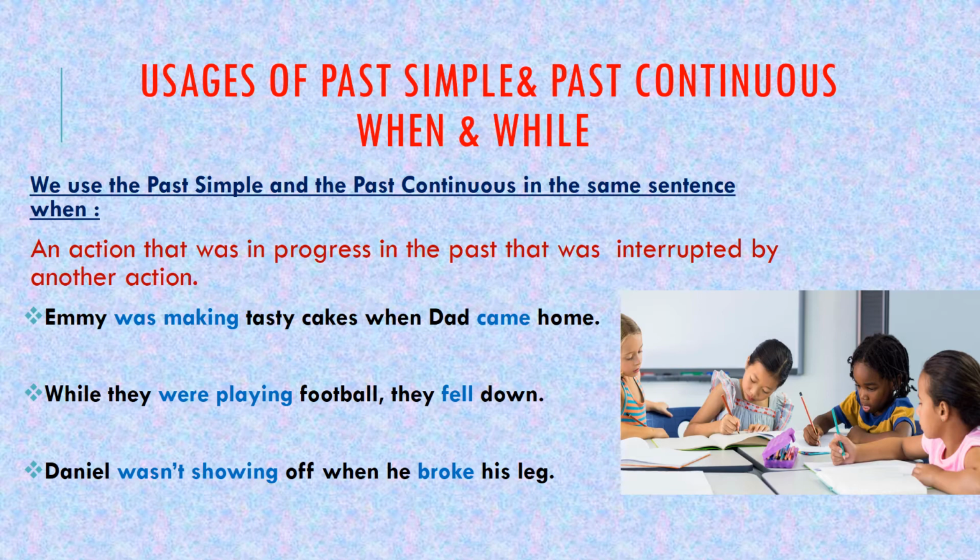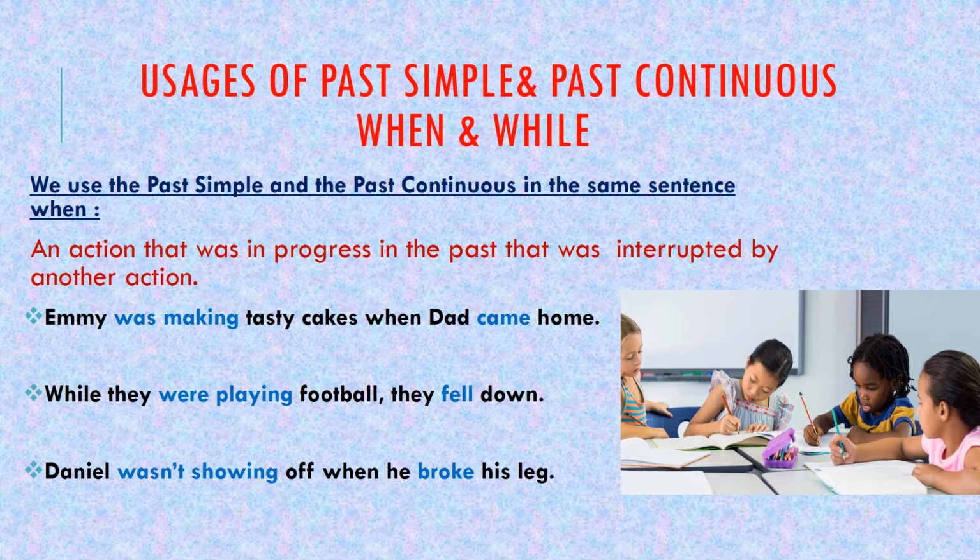Another example. While they were playing football, they fell down. Where is the action that was in progress here? Playing football. This is why it's used in the past continuous. And the action that interrupted playing football is falling down, and this is why it is in the past simple. How did it interrupt playing football? They were hurt, so they probably stopped playing.